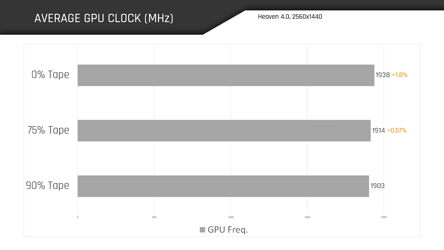At 90% tape, we were seeing on average 1903 megahertz on the GPU core clock. Then as we took off some of the tape to get to 75% surface area, we started averaging 1914 megahertz, which is a 0.57% bump. And then at 0% tape, completely unhindered, we had 1938 megahertz on average, which is a 1.8% improvement over the 90% tape worst case scenario.